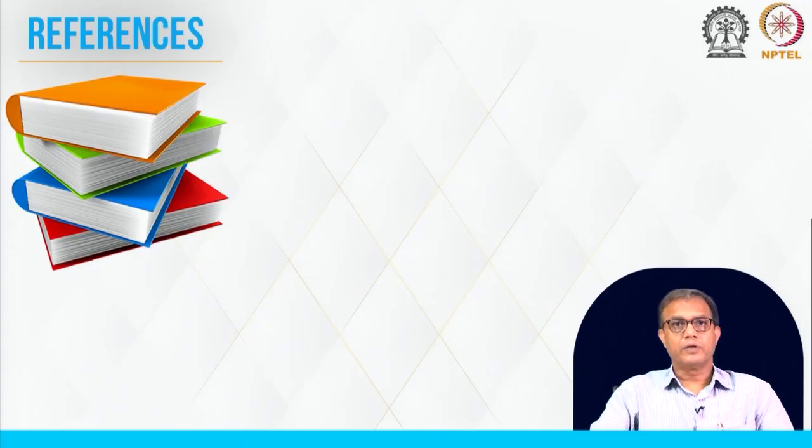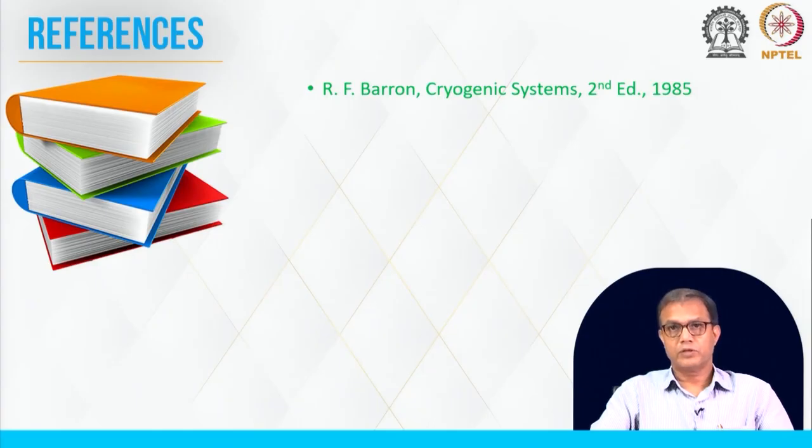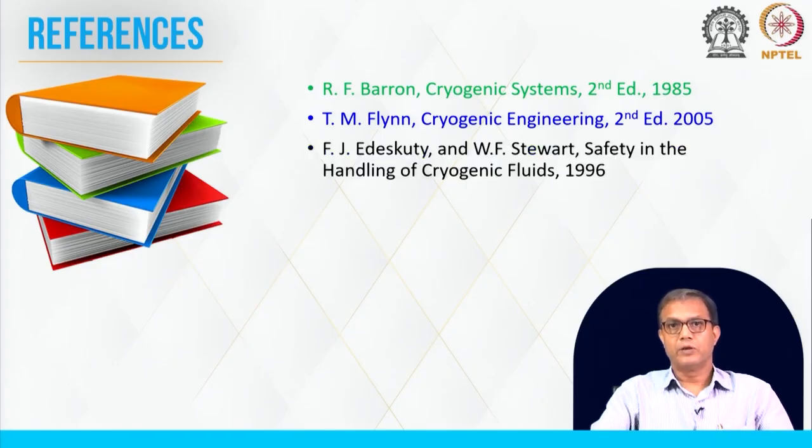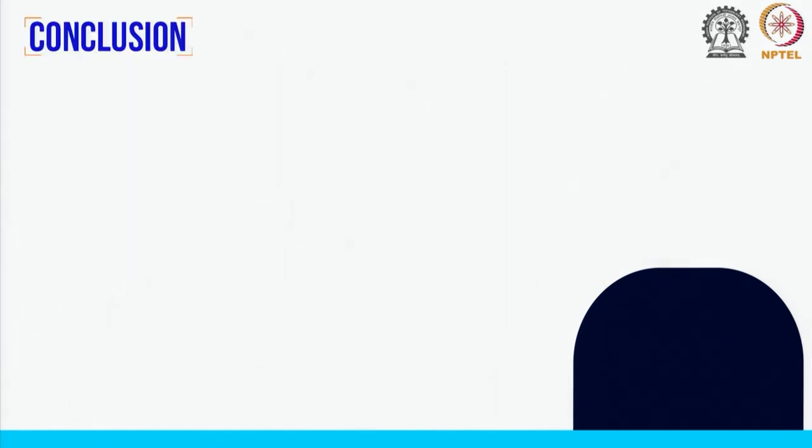So, let us look into the references. Mostly we will be talking about the cryogenics part of hydrogen from Cryogenic Systems by R. A. Barron. Then there is one more book by Thomas Flynn. There are plenty of cryogenic books available these days, and this one is about the safety part. These are some of the references that came to my mind at this moment. Later on I will also tell about other references.